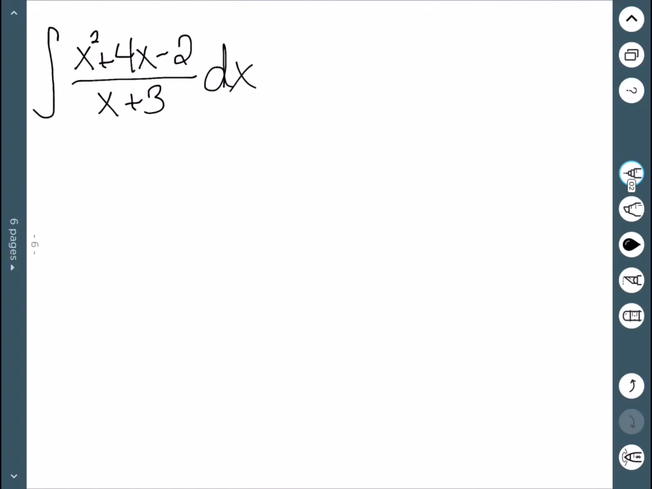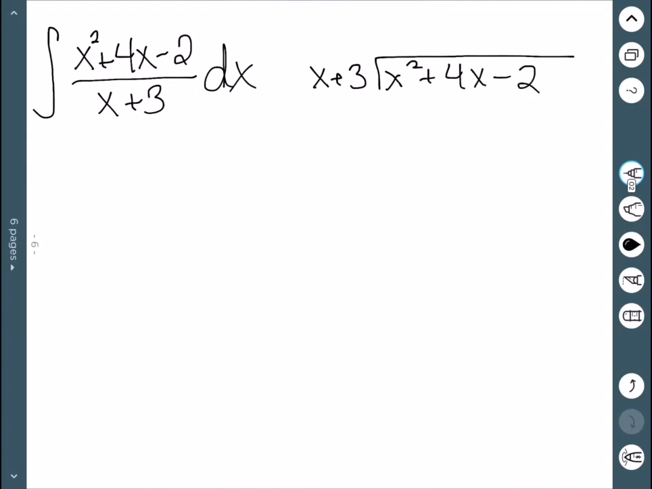Next, the integral of x squared plus 4x minus 2 over x plus 3 dx. Usually when people see this polynomial, their immediate thought is to factor. However, if you notice, we actually can't factor the polynomial in the numerator, so we need to use something else. And in general, anytime the degree of the top is higher, we can use polynomial division. So I have x squared plus 4x minus 2 divided by x plus 3.